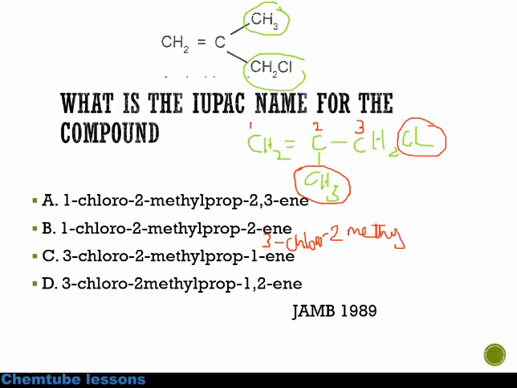So we have 3-chloro, 2-methyl, then we have prop-1-ene. 1-ene because the double bond is on the 1st carbon, okay? Yeah, it's between the 1st and the 2nd carbon, but we'll give the double bond to the carbon that has the lowest number. Take note of that. So this is 3-chloro, okay, 2-methylpropene. So you can see chloro came before methyl because you have to name your substituents alphabetically. So take note of that. So let's go to the next question.